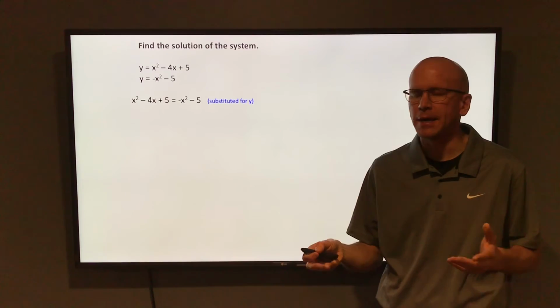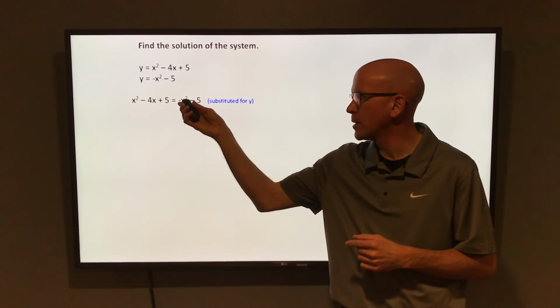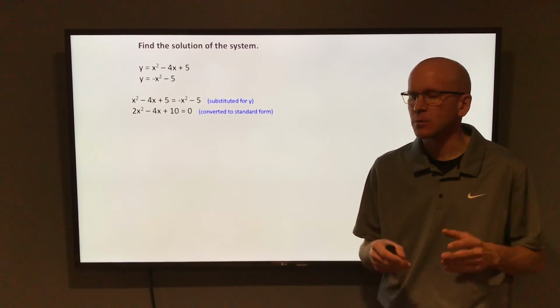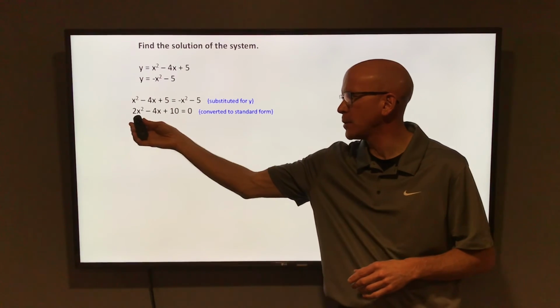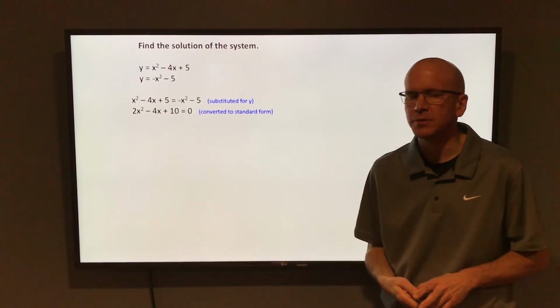Get everything to one side equal to 0. So add x squared and add 5 to both sides. That keeps the x squared positive. When you do that, you get 2x squared minus 4x plus 10 is equal to 0.